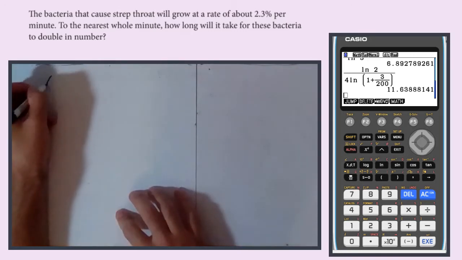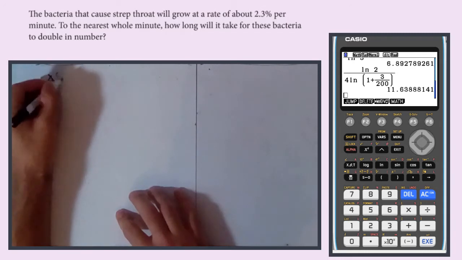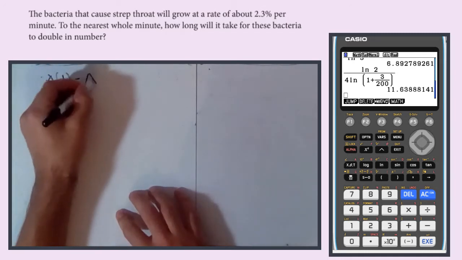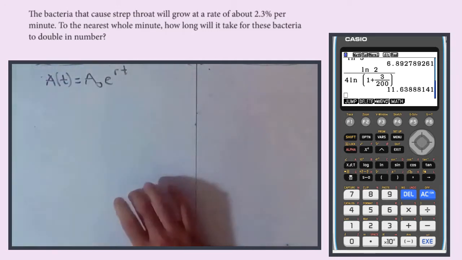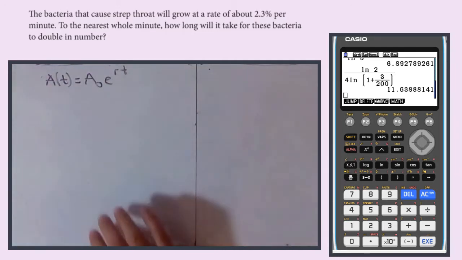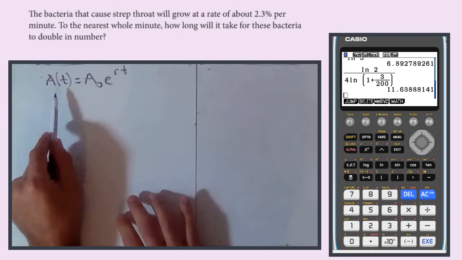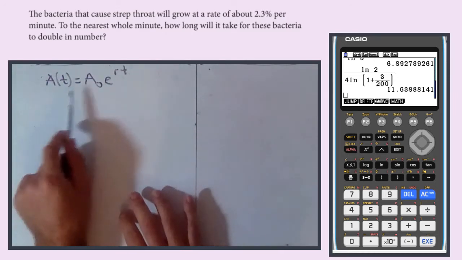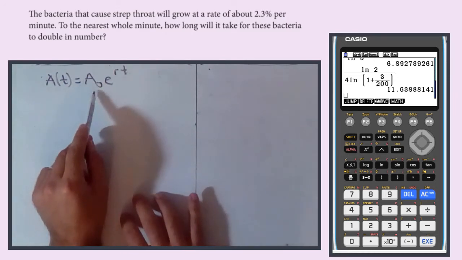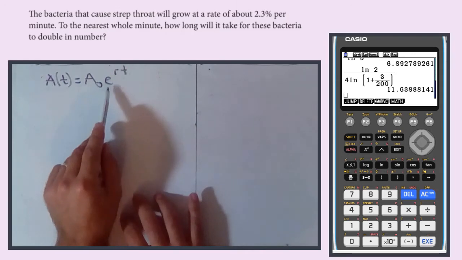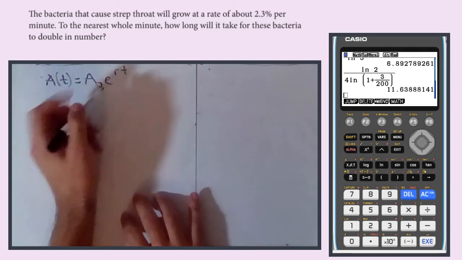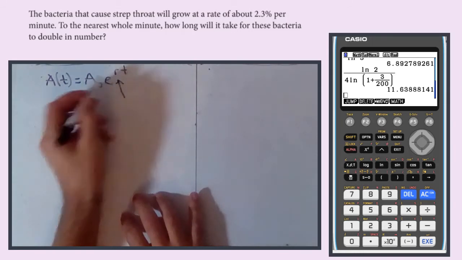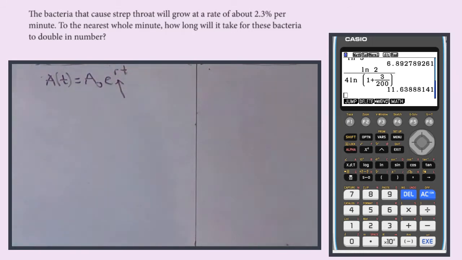A as a function of t equals A0 e to the rt. So this is an exponential model. What that means is the amount of bacteria at any given time equals the original amount times e to the rt. Now t is obviously your time. r is your percentage increase rate as a decimal.